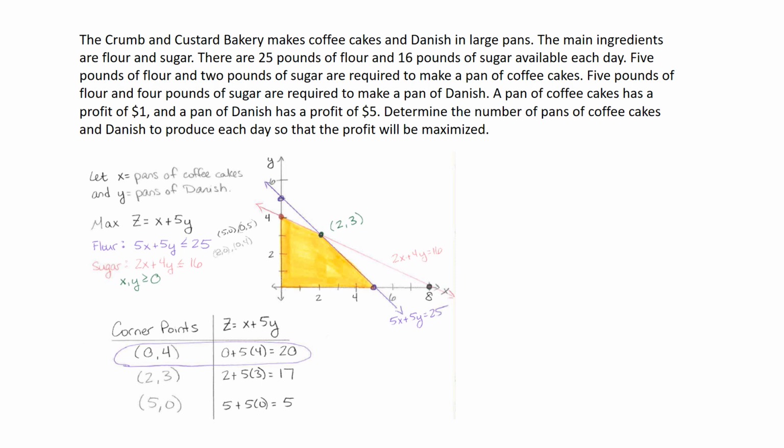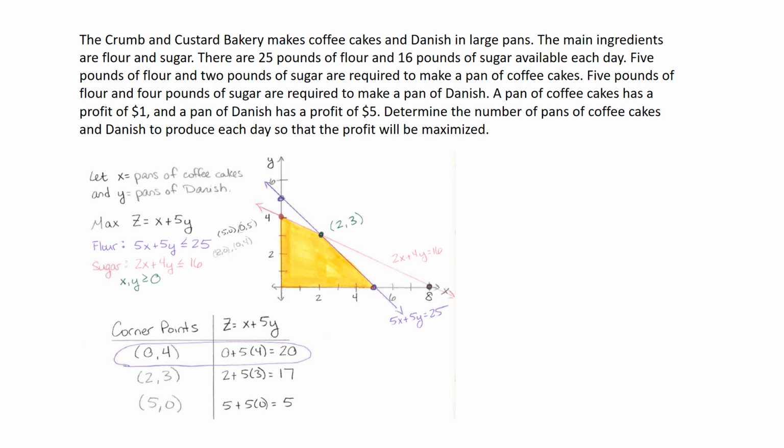So you can see here, we let x equal the pans of coffee cakes and y equal the pans of Danish. So our objective function z that we are to maximize was x plus 5y. The flour constraint is 5x plus 5y is less than or equal to 25, and we graph that in purple. The sugar constraint, 2x plus 4y less than or equal to 16, we graphed in the red line. And then we have our non-negative constraints, x and y greater than or equal to 0, as we will not make a negative number of pans.